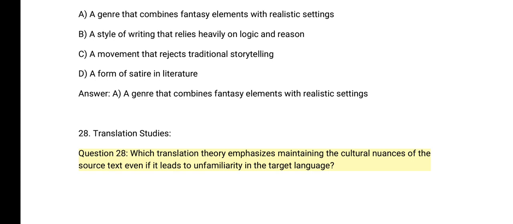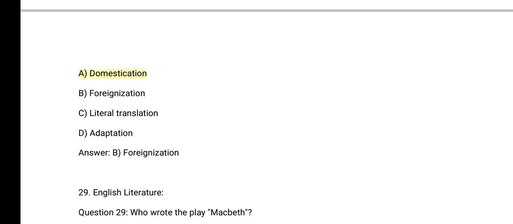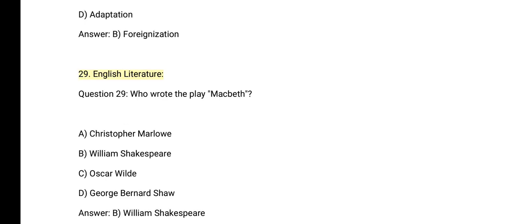28. Translation studies. Question 28. Which translation theory emphasizes maintaining the cultural nuances of the source text even if it leads to unfamiliarity in the target language? A. Domestication. B. Foreignization. C. Literal translation. D. Adaptation. Answer: B. Foreignization.